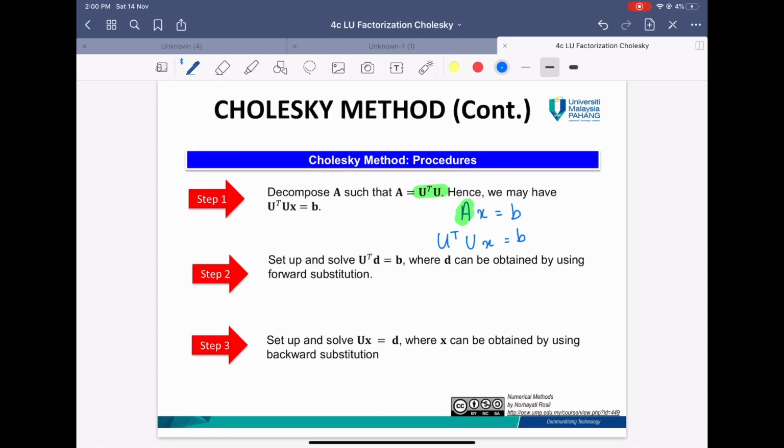Like the previous method, we let Ux equal to D. That means we substitute Ux with D. We will get U transpose D equal to B. After we get our D, we solve for Ux equal to D.